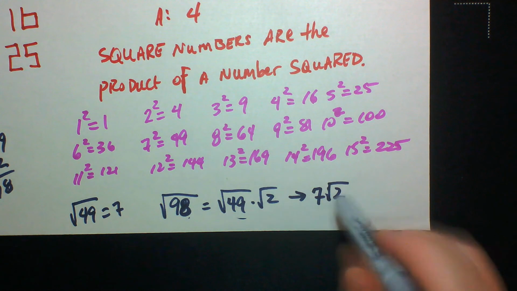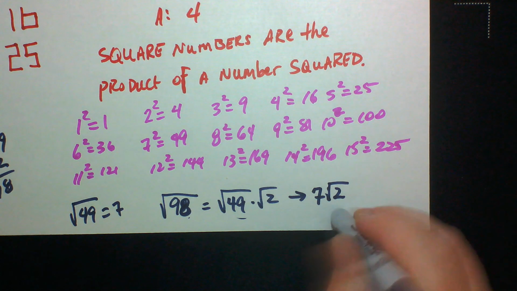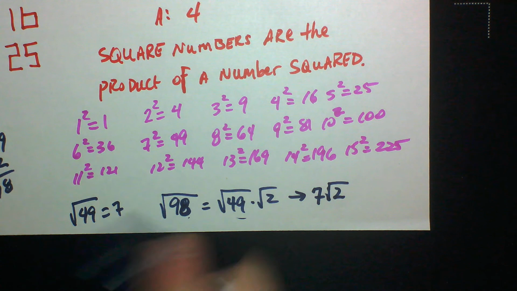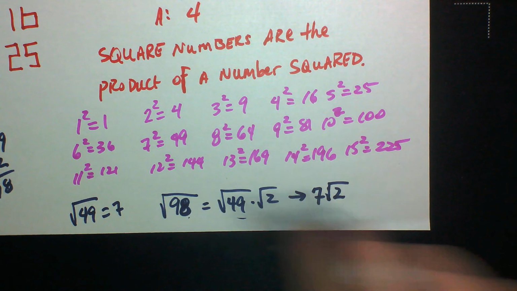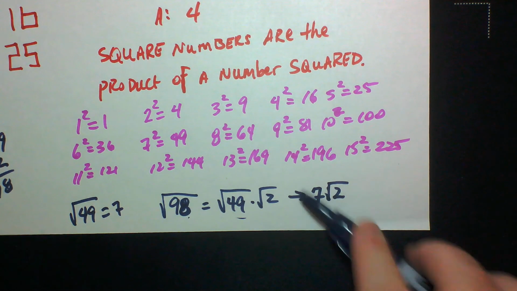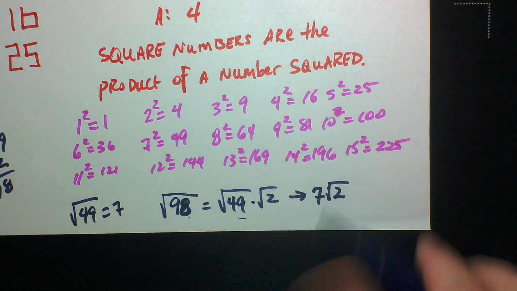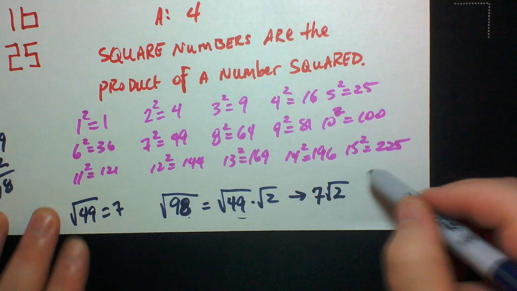So if you did 7 times the square root of 2 times 7 times the square root of 2, you actually get 98. Because this is asking what squared is 98. So this times itself is 98. Do you want to see that? Let me show you.